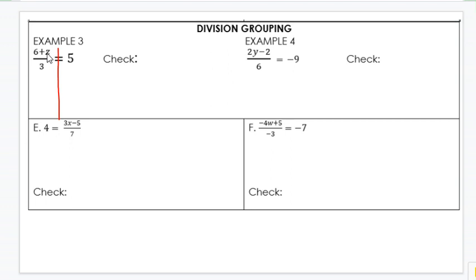So the first question is, do we have any grouping symbols? And the answer is yes. This fraction bar is a grouping symbol, and there is a group on the top of the fraction. 6 plus z is considered a group because it's more than one item up there.